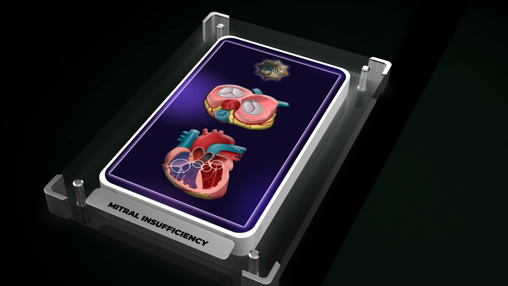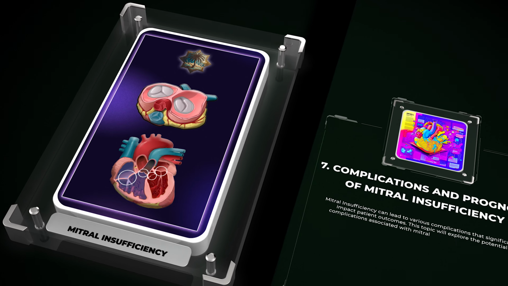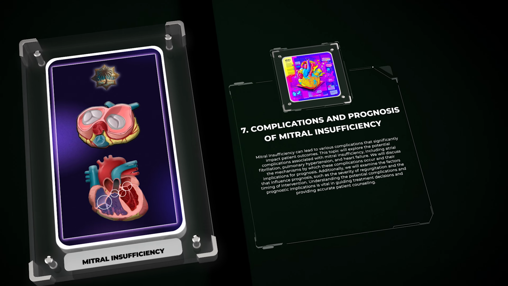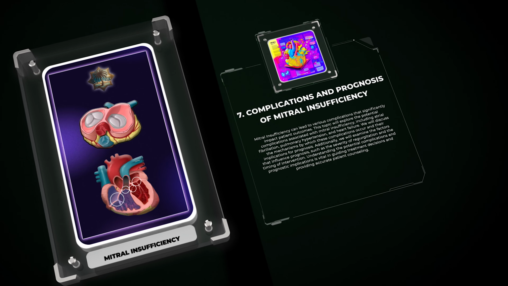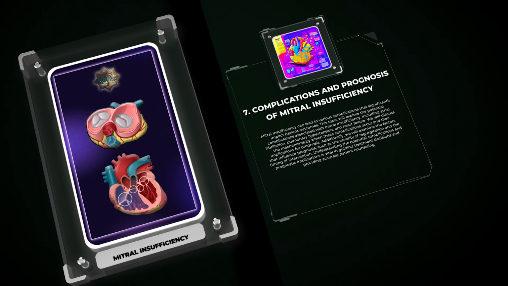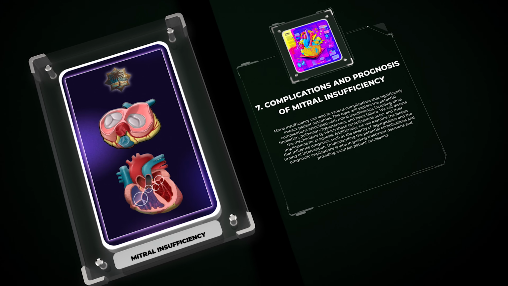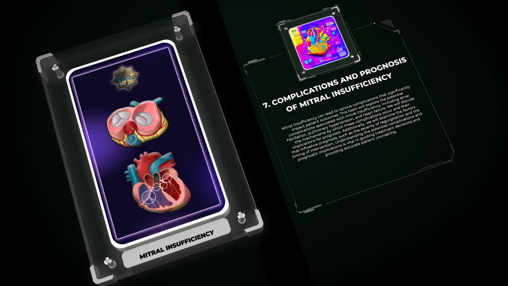Mitral insufficiency can lead to various complications that significantly impact patient outcomes. This topic will explore the potential complications associated with mitral insufficiency, including atrial fibrillation, pulmonary hypertension, and heart failure. We will discuss the mechanisms by which these complications occur and their implications for prognosis. Additionally, we will examine the factors that influence prognosis, such as the severity of regurgitation and the timing of intervention. Understanding the potential complications and prognostic implications is vital in guiding treatment decisions and providing accurate patient counseling.